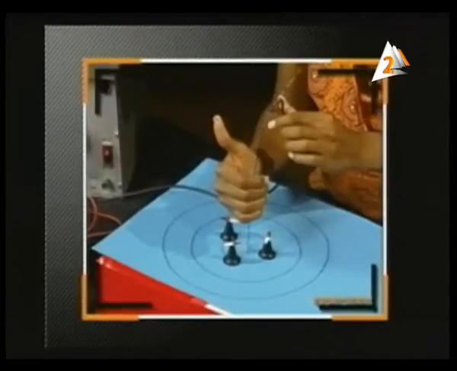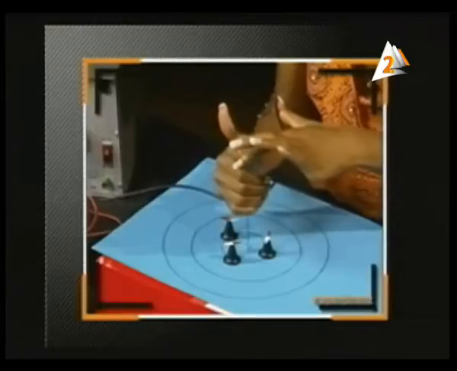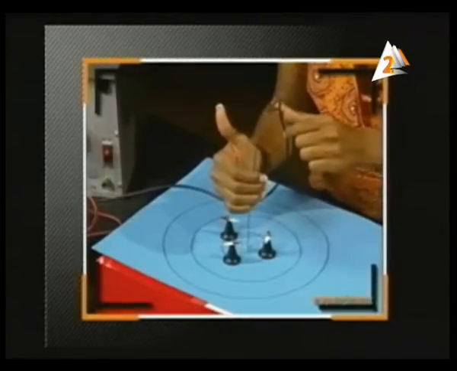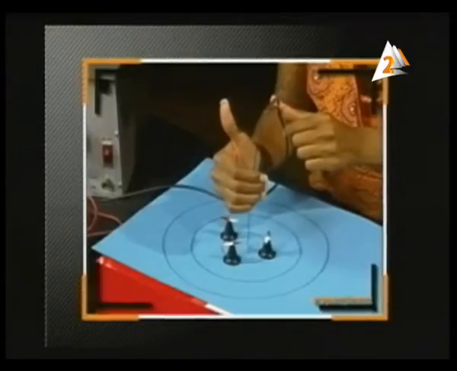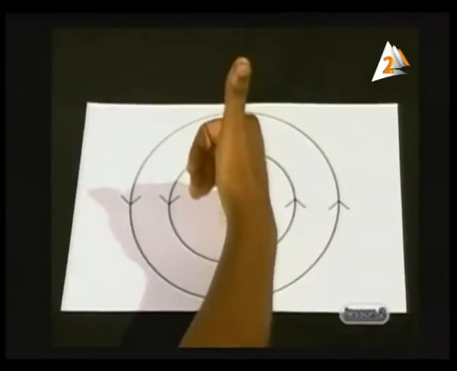And the curl of the fingers will give the direction of the magnetic field. Okay, this was the first theoretical rule used to determine the direction of the field produced by a current carrying straight wire.